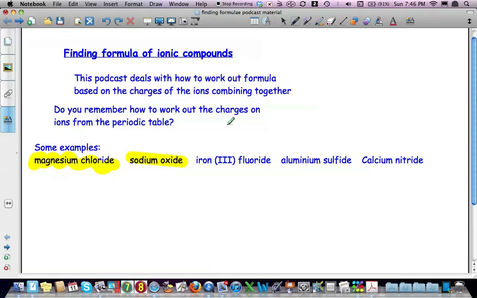And to do that, it's essential that you know how to get the charges on the ions from the atoms in the periodic table. Because the ions are going to combine together, so we need to know the charges of the ions that combine together.